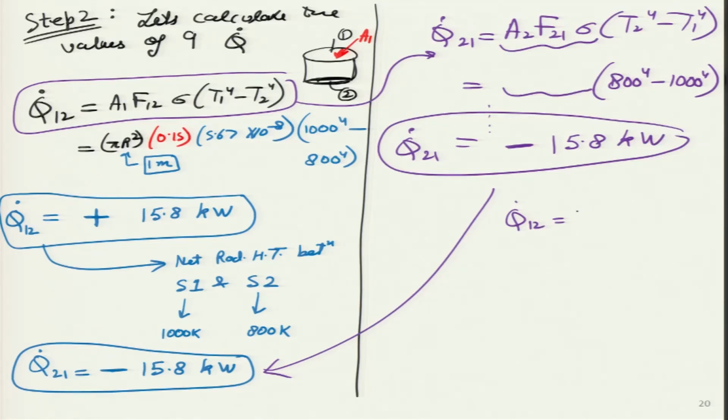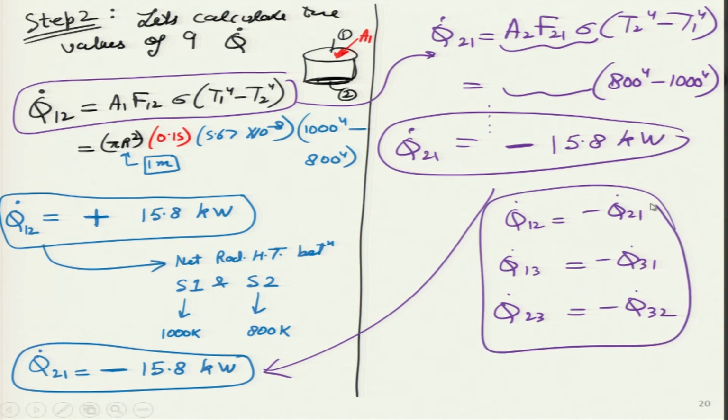Can I write it quickly over here? So, Q dot 12 will be minus Q dot 21. Q dot 13 will be simply minus Q dot 31. Q dot 23 will be simply minus Q dot 32. So, out of those 9, these 6 give me just 3. And what are the remaining 3? Q dot 1 is remaining, Q dot 2 is remaining, and Q dot 3 is remaining.